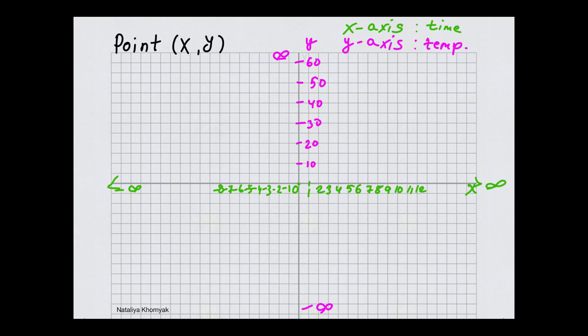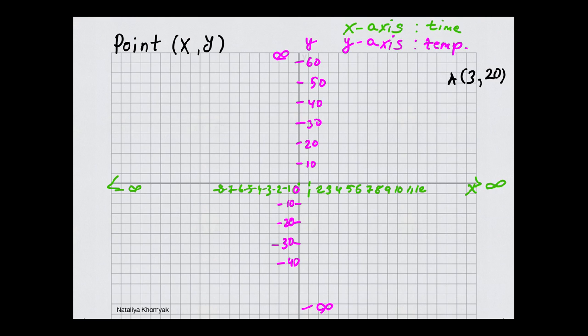The positive values are on top, the negative values will be on the bottom, so we have -10, 0 is still the same, -20, -30, -40. Let's say we have a point A and it's (3, 20).